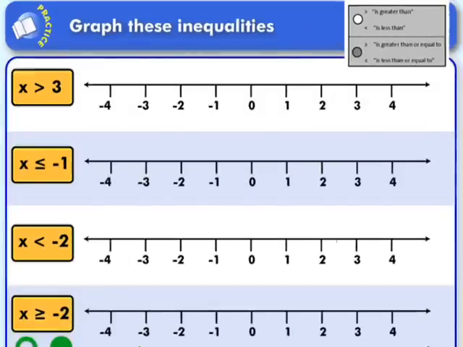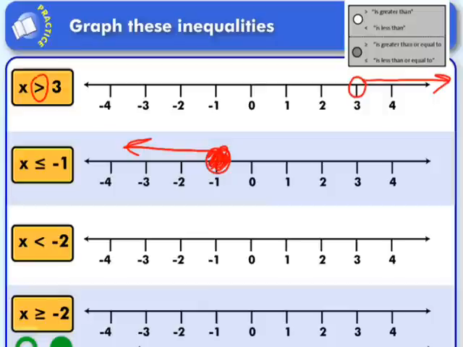All right, let's do a few more of these. So if you were graphing x is greater than 3, all the numbers that are greater than 3, well, we would start with an open circle, because we're not including 3 as part of the solution set, but all of these numbers to the right of 3 would be possible solutions. The next one, x is less than or equal to negative 1. Now in this one, we are including negative 1 as part of the solution set, so I'm going to color that in. These are all the possible solutions.